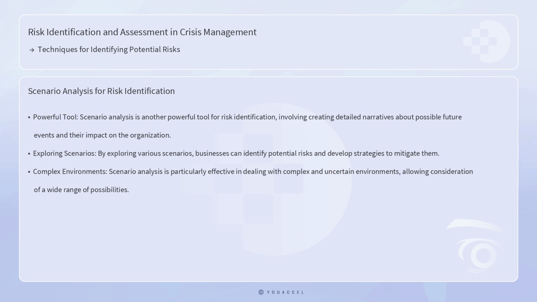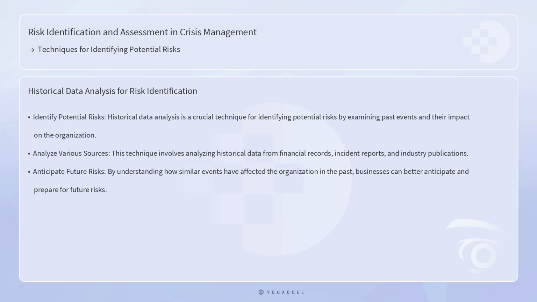For example, a company might explore scenarios involving economic downturns, technological disruptions, or changes in regulatory environments. By anticipating these potential developments, organizations can better prepare for and respond to crises. Historical data analysis is also a crucial technique for identifying potential risks.